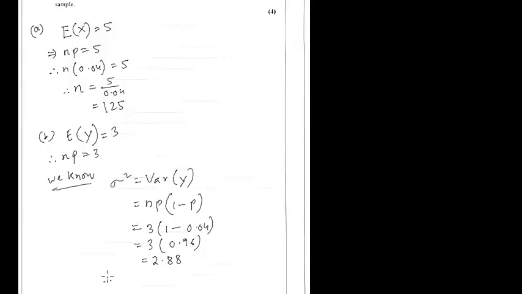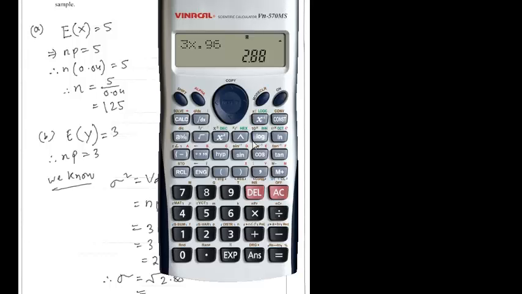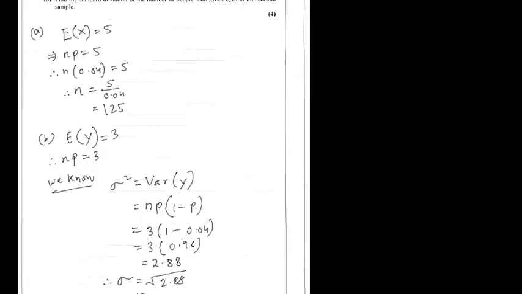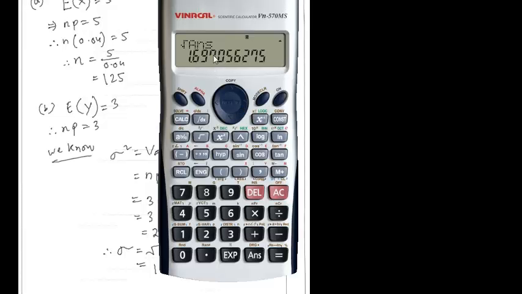But the question was standard deviation, so sigma is the square root of 2.88, and the answer is 1.69697. Okay, let me write 1.697. To 3 significant figures it would be 1.70.